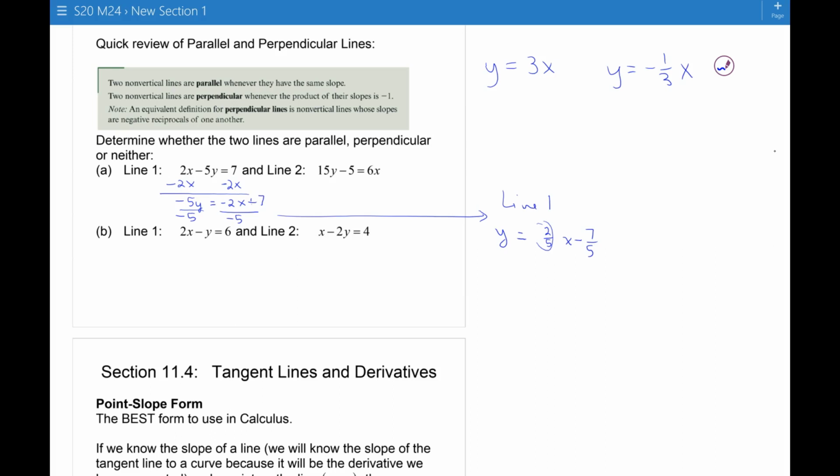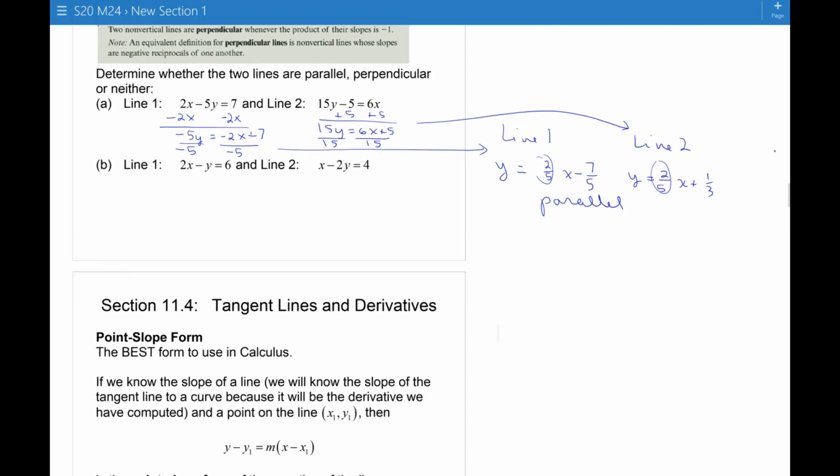So then for line 2, we're going to add 5 to both sides, get 15y equals 6x plus 5, then divide both sides by 15, and get line 2 is y equals, let's see, 6/15 is going to reduce to 2/5 x plus 1/3. So the slopes are the same, so these lines are parallel. And then I'll let you do the second example because I'm betting you can.